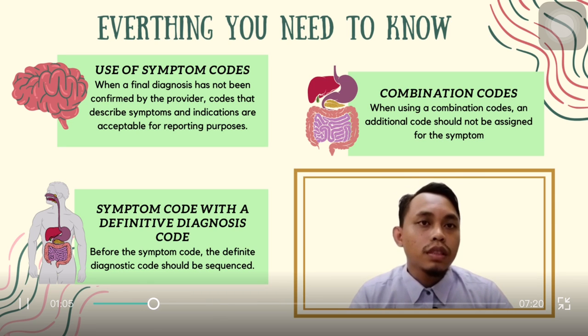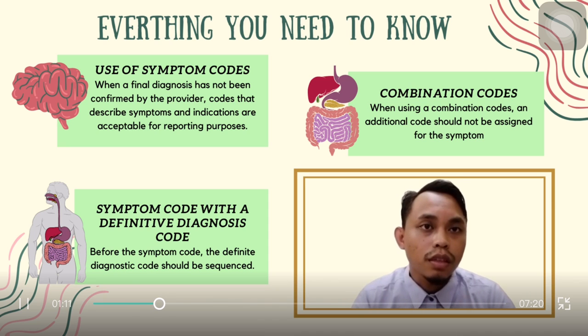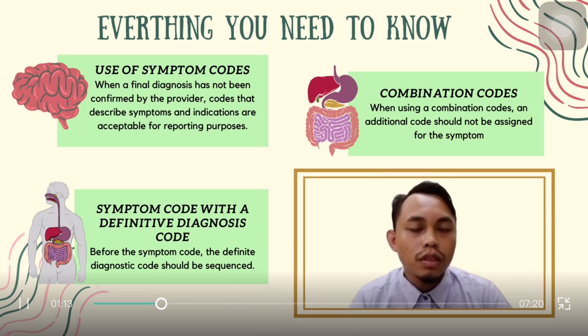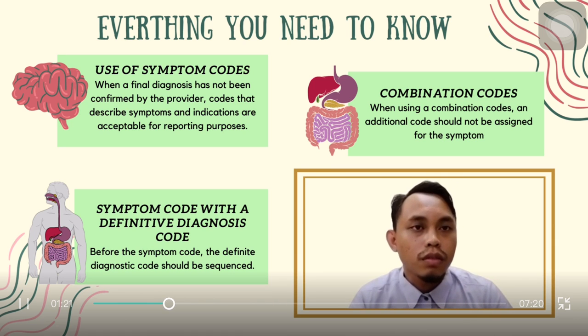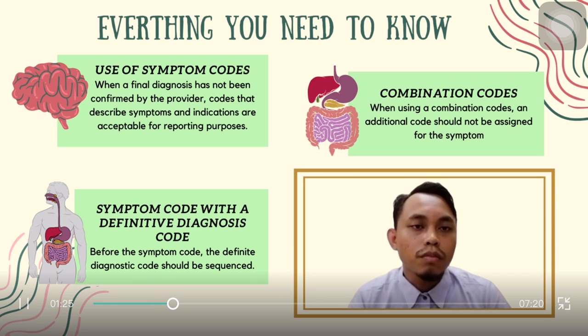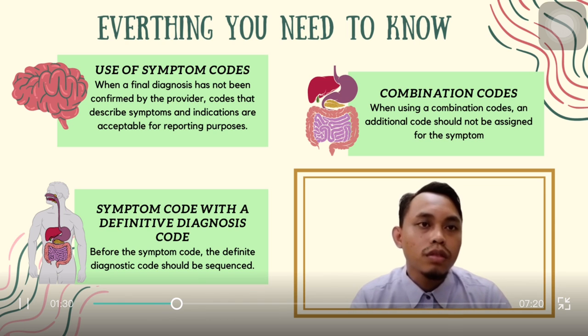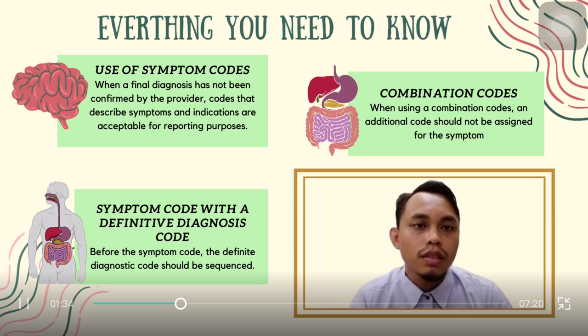Next is about when the symptom codes are present with a definitive diagnosis code. For the symptom codes, the definitive diagnosis code should be sequenced first. And lastly, when there are combination codes that include a symptom. When using a combination code, an additional code should not be assigned for these symptoms.